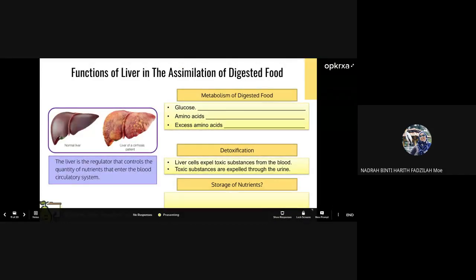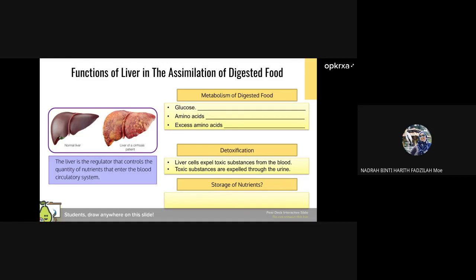Okay, once the substances arrive at the liver, the liver functions to regulate and control the quantity of nutrients that enters the blood circulatory system. Based on your reference, can you complete the assimilation of digested food here? Bila kita sebut assimilation tadi, basically kita nak guna nutrient, glucose, amino acid untuk apa dekat liver? Kemudian kalau glucose berlebih, liver buat apa? Kalau acid amino berlebih, liver buat apa?